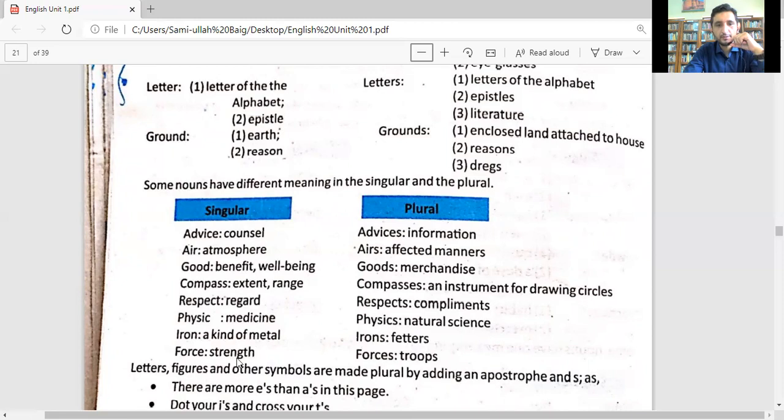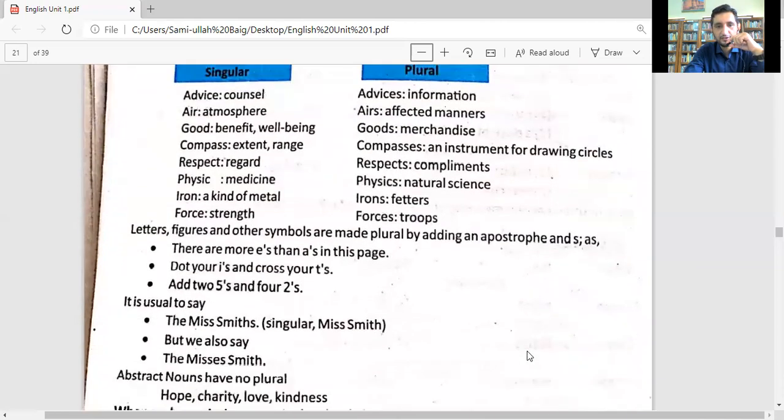Force, सिंगुलर में अगर हो तो ताकत के लिए, but forces, I want to join the forces, army, navy, air force. इनके लिए फोर्सेस का लफ्ज़ या ट्रूप्स के लिए फोर्सेस का लफ्ज़ यूज़ होता है.